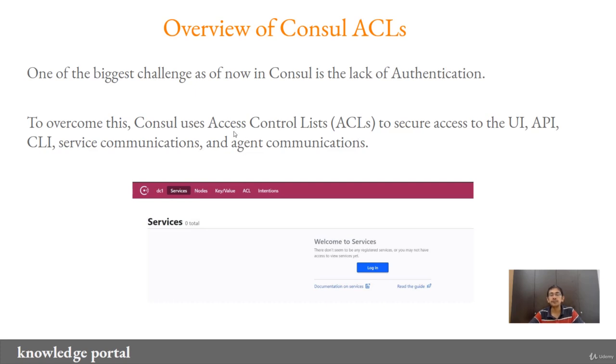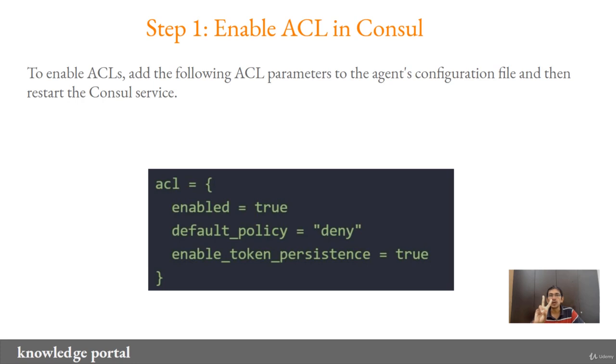Now this is a very big topic on its own, but let's keep it simple and we'll move step by step. First let's see how we can enable the access control list in Consul so that we can set up the authentication part first. There are two primary steps that are needed to enable the ACLs in Consul. First step is you have to add appropriate ACL parameters within the agent configuration file. So this is how it looks.